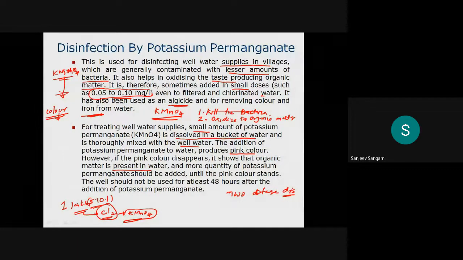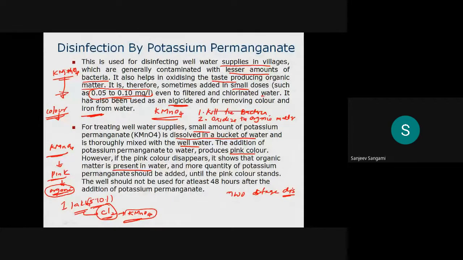Normally, if you add KMnO4 to water, it will give a pink color. If it is not giving a pink color, you conclude that it has higher organic matter, which is very dangerous, meaning pathogens will be more. Then you have to add some more. If the pink color persists, you assume that very few bacteria are there and almost all the pathogens are killed. At that point, you can stop adding the KMnO4.